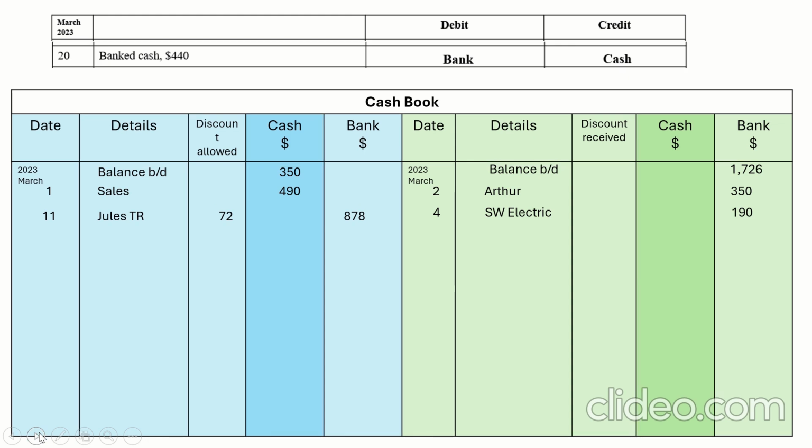Banked cash 440 is a contra entry. It has an impact on the debit side as well as the credit side of your cash book. Debit the bank column and credit the cash column. 20th, opposite account's name cash, contra, and the amount should reflect on the debit column of the bank. Whereas on the credit side, same date, bank, contra entry, and credit side of the cash column 440.